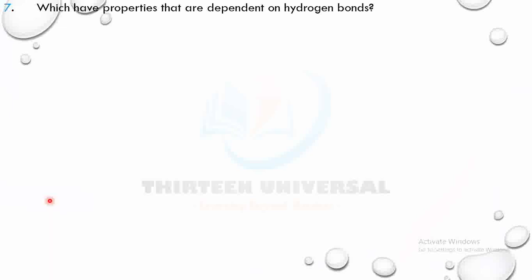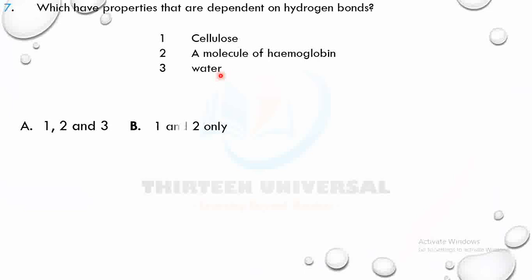Which have properties that are dependent on hydrogen bonds? Cellulose, a molecule of hemoglobin, water. Okay, so try them out. Cellulose, yes. Pause the video and try it. Cellulose molecules are linked by hydrogen bonds to form microfibrils. Right, so hydrogen bonds are here.